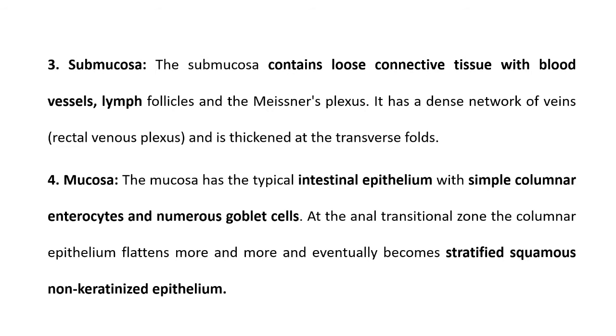At the end, at the anal transitional zone, the columnar epithelium becomes a stratified squamous non-keratinized epithelial layer. So this much about the four layers of the rectum, that is serosa, then muscularis, submucosa and mucosa.